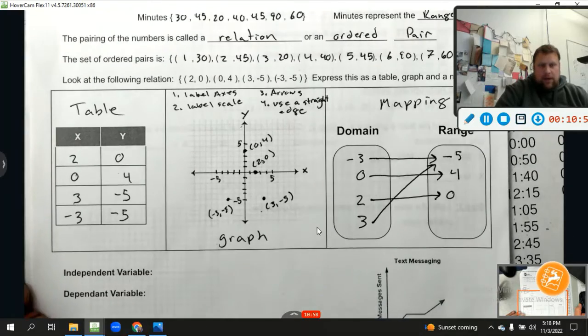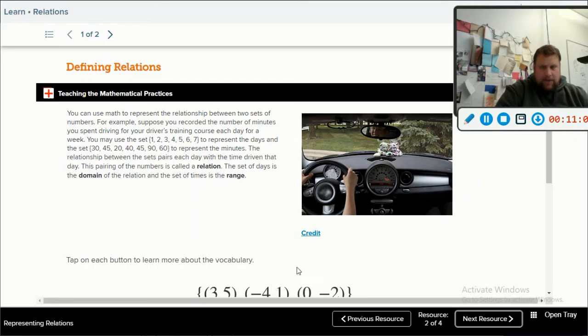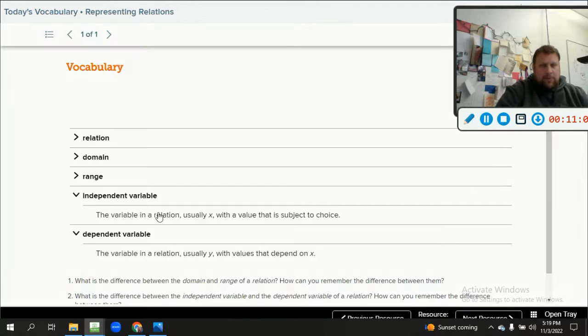Okay, let's go ahead and go on down here. We've got some more vocab to hit up, so we're going to go back to our vocab page. Now, as I talked about earlier, we're going to talk about the independent variable. Again, pause this, write everything down as needed.